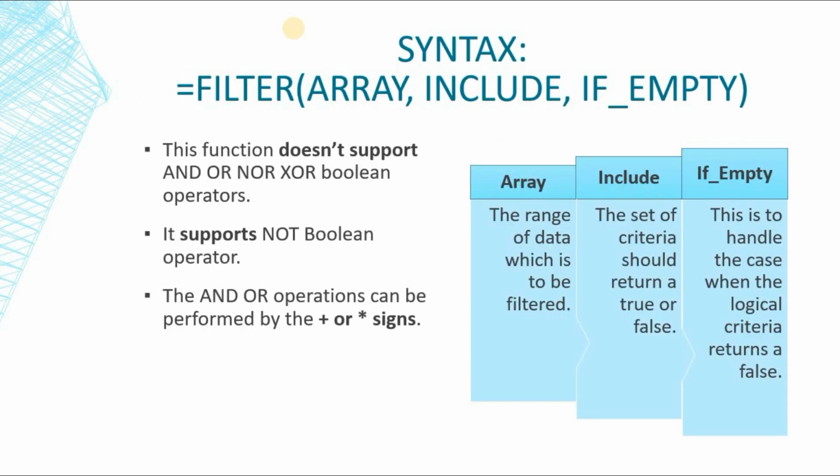Let's have a look at the syntax of this function. It takes three arguments. The first argument is array, which is the source data from where we are going to filter and extract our data. The next argument is include, which is a bit confusing by its name, but it simply means that it's a set of criteria which is supposed to return us a true or false on evaluation. And the last argument is if_empty, which is actually optional and is there to handle the cases when the logical test returns us a false. And by this argument we can command Excel to perform some action of our choice, like returning an empty string or a message like not found.